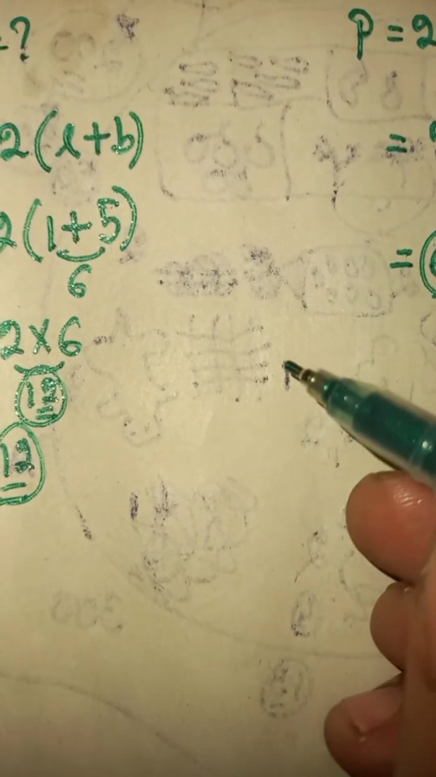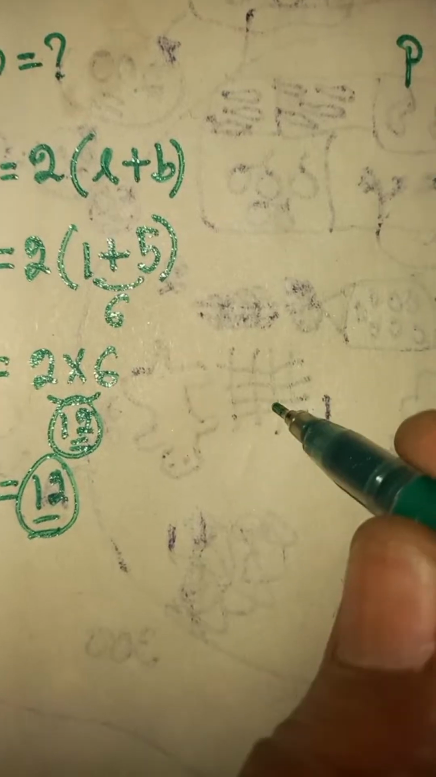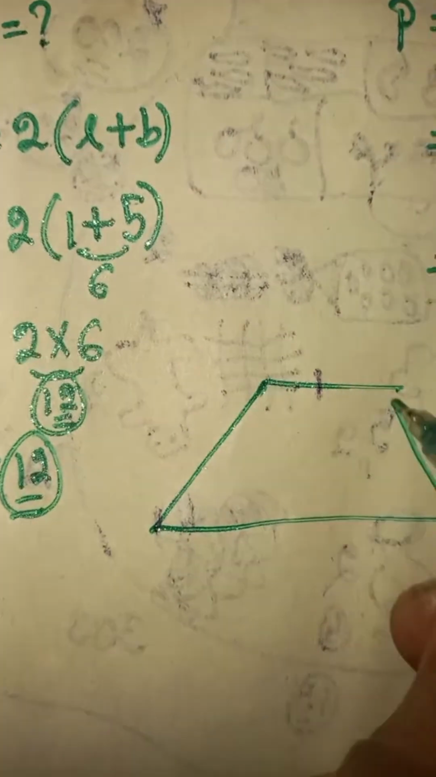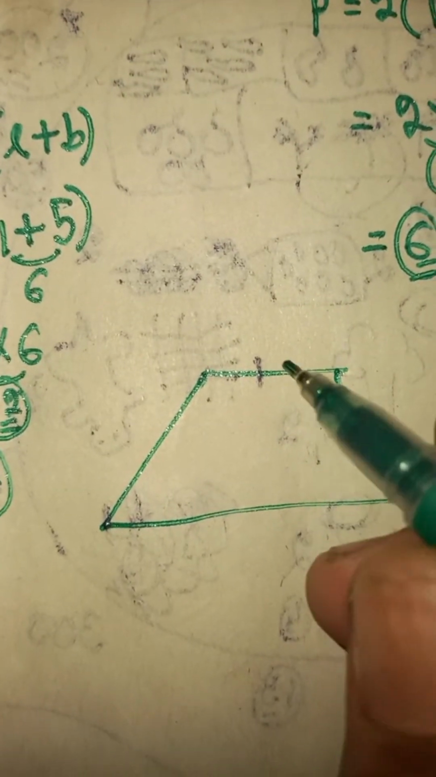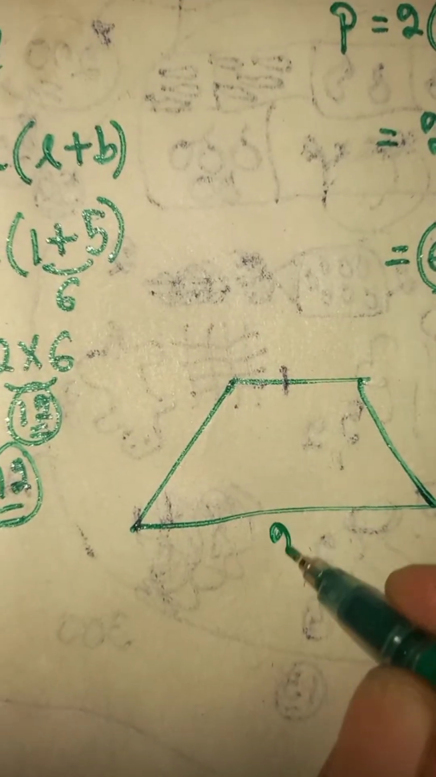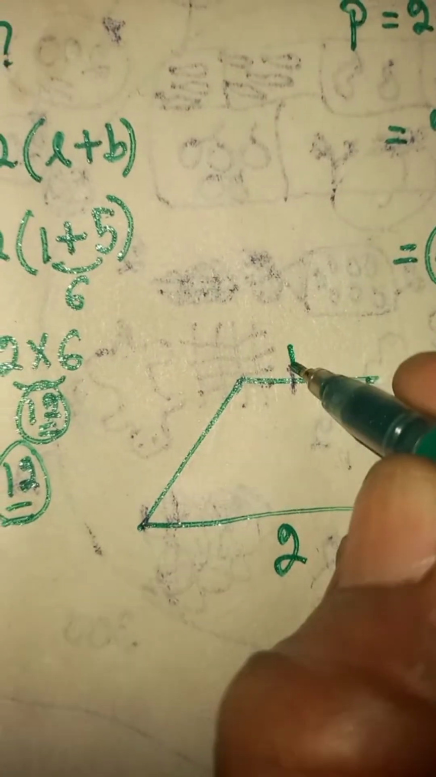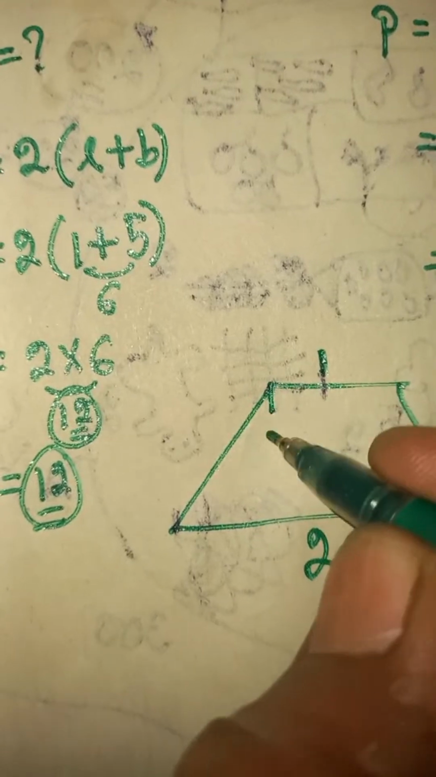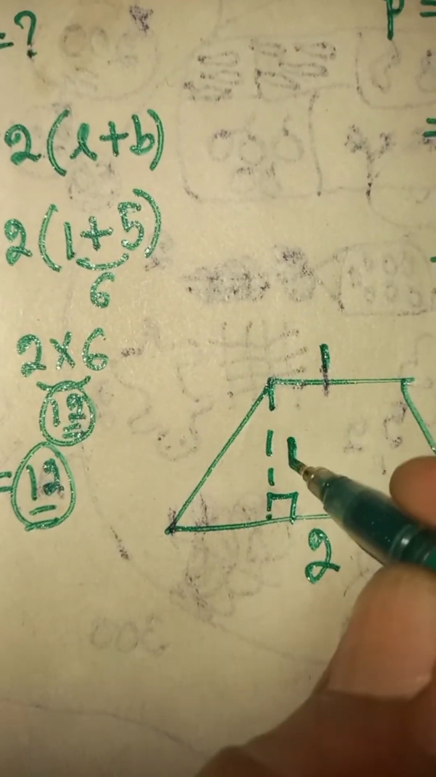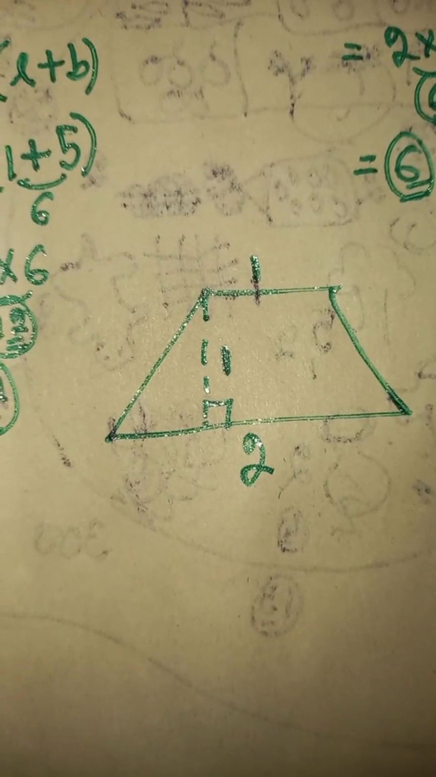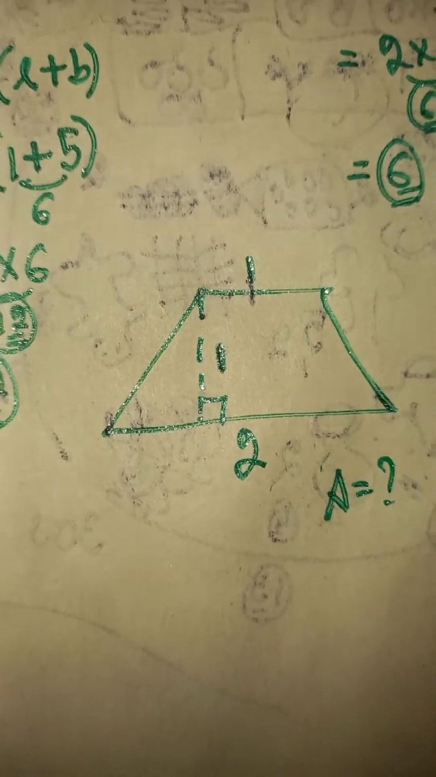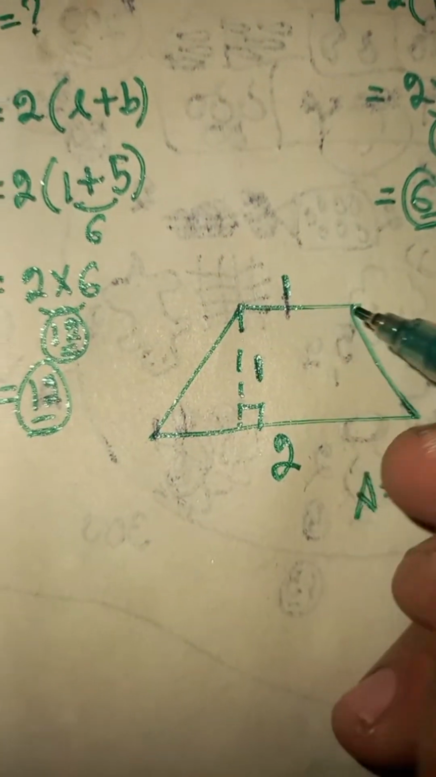Let's take one more shape. The next shape we're going to take is known as a trapezium. Here they have given two parallel sides, 2 units and 1 unit. They have even given the perpendicular height as 1 unit. You need to find out the area of this trapezium. You can do it.